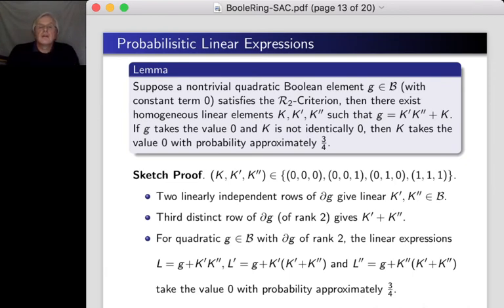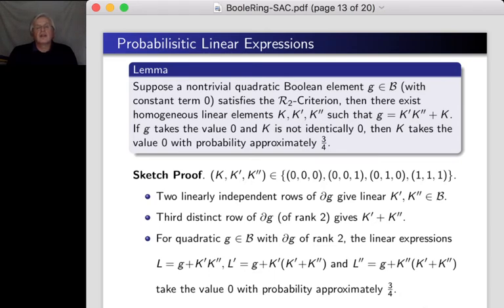Okay, so suppose we've done this process, we've used the kernel method, and we found a quadratic Boolean element satisfying the R2 criterion. Well, then as this lemma says, there exist homogeneous linear elements k dashed, k double dashed, such that G is k dashed, k double dashed plus k. If G takes the value 0 and k is not identically 0, then k takes the value 0 with probability approximately 3/4. And that's quite easy to see.